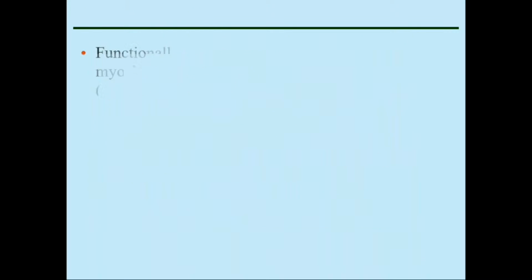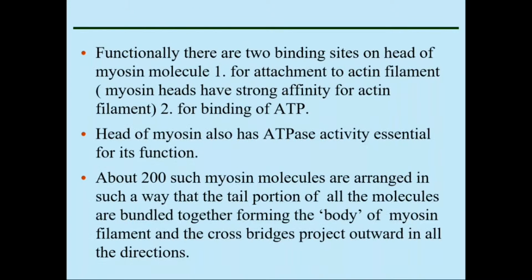contraction process. Now functionally, there are two binding sites on the head of the myosin molecule. One is for the attachment to the actin filament. Remember, the myosin heads have a strong affinity for actin filaments. And number two, it has a binding site for ATP, that is adenosine triphosphate.